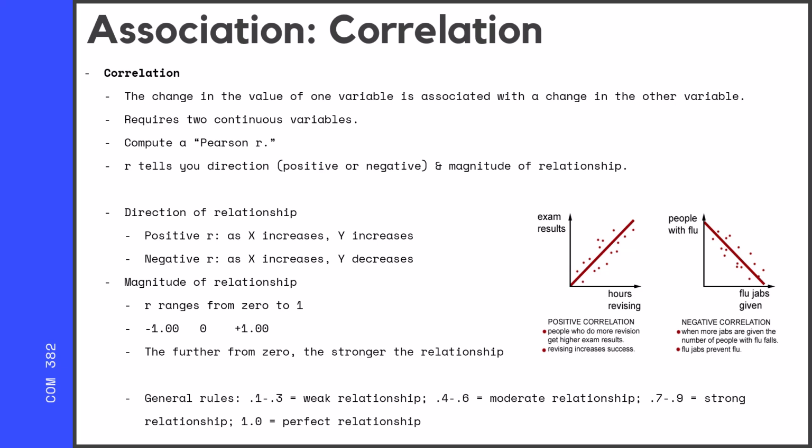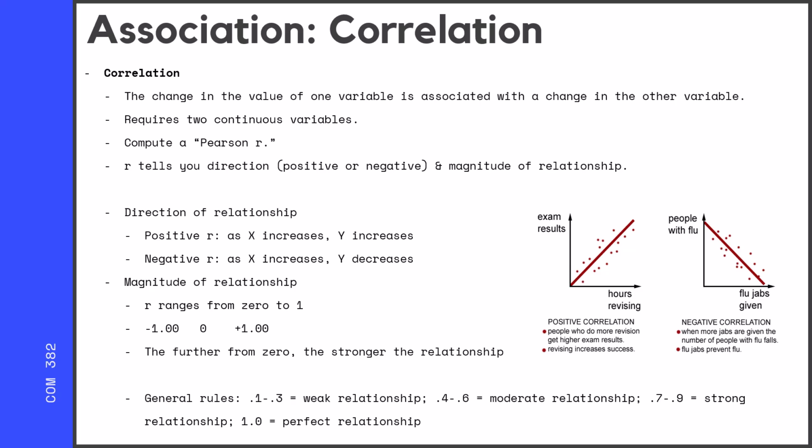Okay? Magnitude of relationship: this Pearson's R ranges from, specifically, -1 to +1, with 0 in the middle. The further from 0, the stronger the relationship. And the general rules: obviously 1 is a perfect relationship. A 0.7 to 0.9 correlation is a strong relationship, and that's what we want. 0.4 to 0.6 is okay, it's moderate. 0.1 to 0.3 is weak. It's nothing to get that excited about.